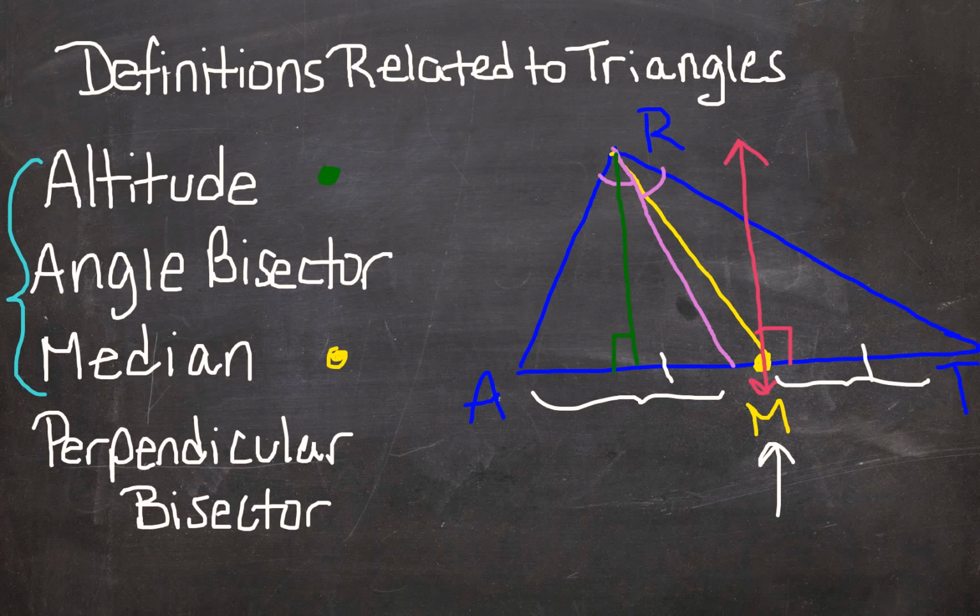The angle bisector? The angle bisector is the pink one. It divides the angle into 2 congruent angles. And lastly, the perpendicular bisector, the one that does not have to go from the vertex, is the hot pink one.